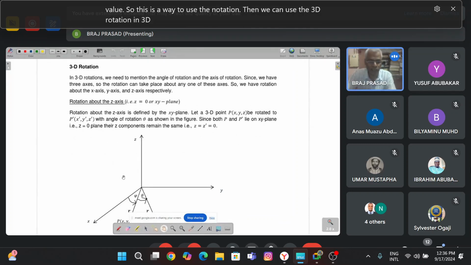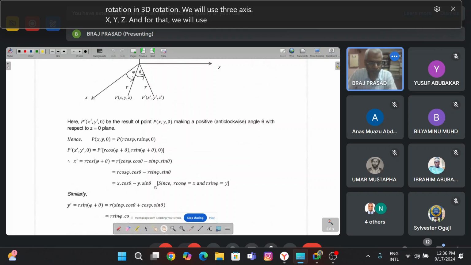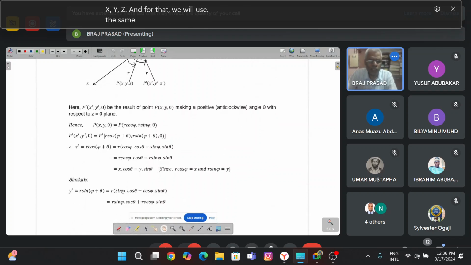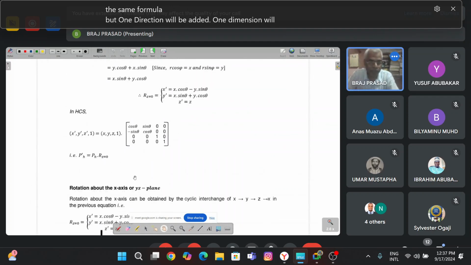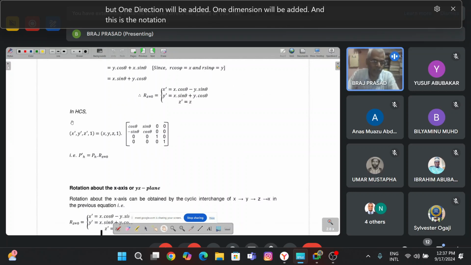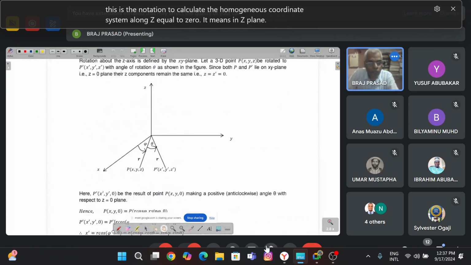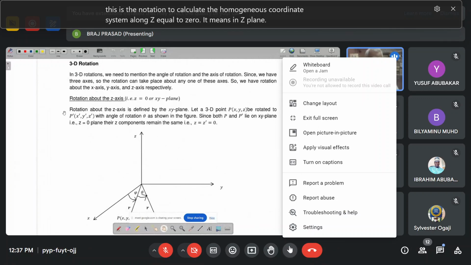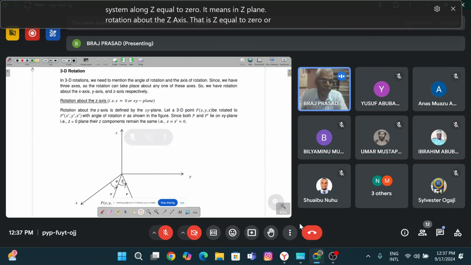In 3D rotation we will use three axes x, y, z, and for that we will use the same formula, but one dimension will be added. This is the notation to calculate in the homogeneous coordinate system along z equal to 0, meaning in the z plane. Rotation about the z axis, that is z equal to 0 or the xy plane.